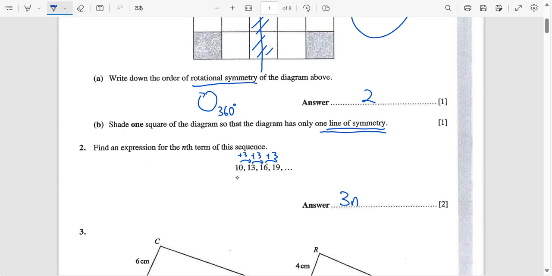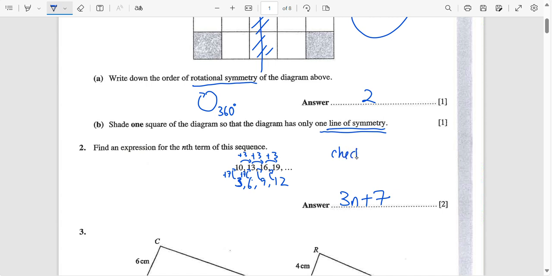And what you do is you write down the multiples of 3 below the sequence. 3, 6, 9, 12. For each multiple of 3, how do you get to the original sequence? You can see that from the 3, you need to add a 7 to get a 10. From the 6, you need to add a 7 to get a 13, and so on and so forth. So for every multiple of 3, you need to plus 7. Okay, so that's how you get the nth term.